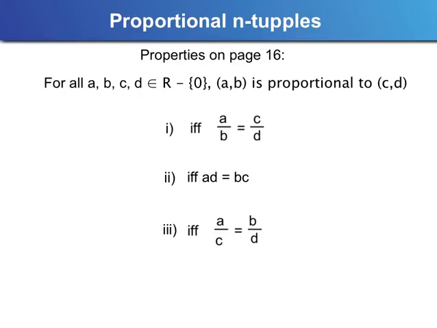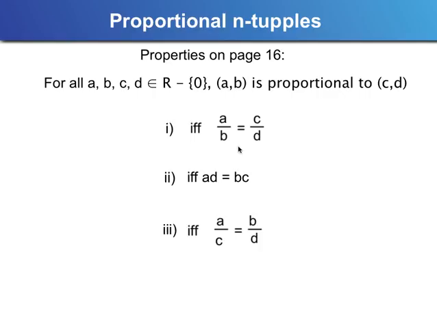Properties of proportional n-tuples also appear on page 16. For all A, B, C, D in real numbers excluding 0, A, B is proportional to C, D if and only if each of these criteria hold true. So I should be able to take A and divide it by B, and that should be the same as C divided by D. So first over second is equal to first over second.